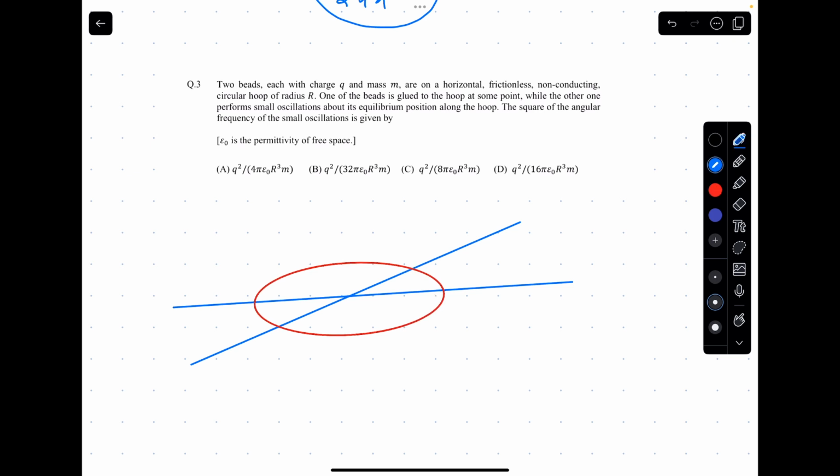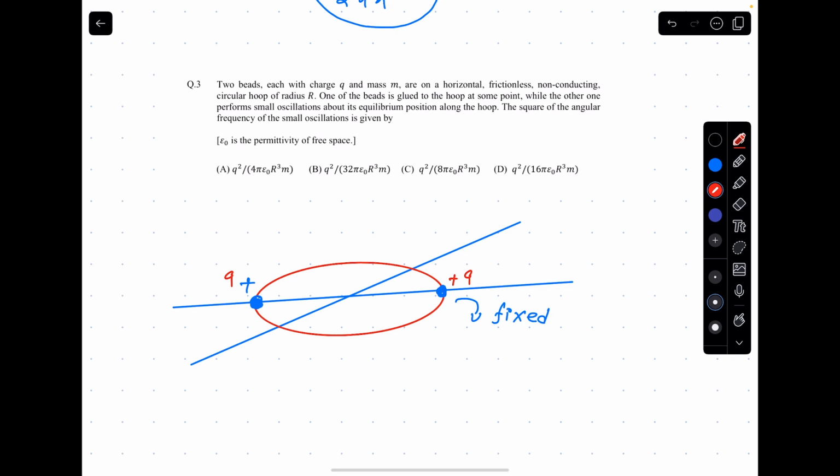Now in this hoop they have given that there are two charges. There is a charge placed down somewhere here which has glue on it, so that is fixed, it cannot move. And there is another charge, same as this charge, that is free to move on this frictionless hoop. I know from the repulsion it will be at the maximum distance, so it will be at the opposite point, isn't it? Yeah, so it is at the opposite point. So this is Q, this is also Q.